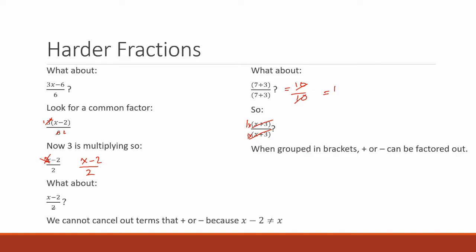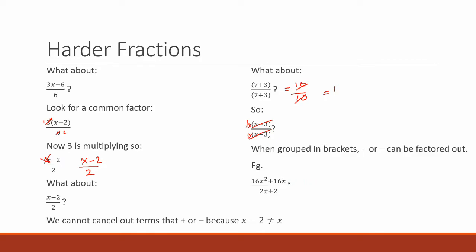So when we have terms grouped in brackets, the plus or minus sign can be involved with factoring out. So for example, we have a large fraction here, but we can see we've got common factors top and bottom. We have a 16 here and a 16 here. We have an x here and an x here.